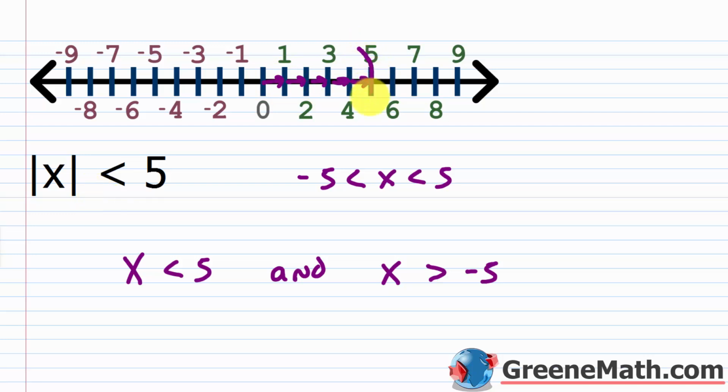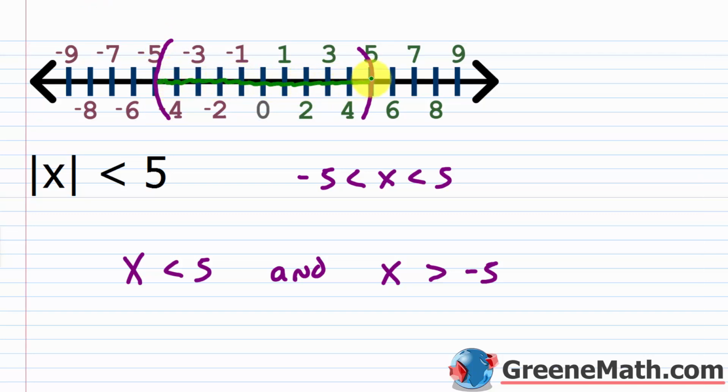So I'd put a parenthesis there facing to the left. If I started at 0 and went the other way, again, I'd go 5 units. It couldn't be negative 5, but it could be anything greater there. So it would have to be between negative 5 and 5 on the number line.